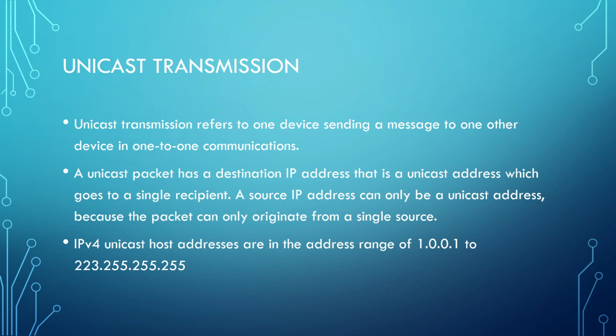Unicast transmission refers to one device sending a message to one other device in one-to-one communications. A unicast packet has a destination IP address that is the unicast address, which goes to a single recipient. A source IP address can only be a unicast address because the packet can only originate from one single source. IPv4 unicast host addresses are in the address range of 1.0.0.1 to 223.255.255.255.